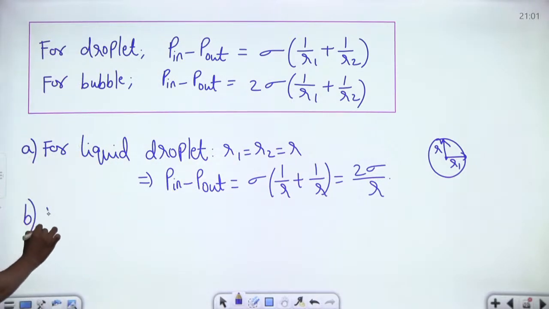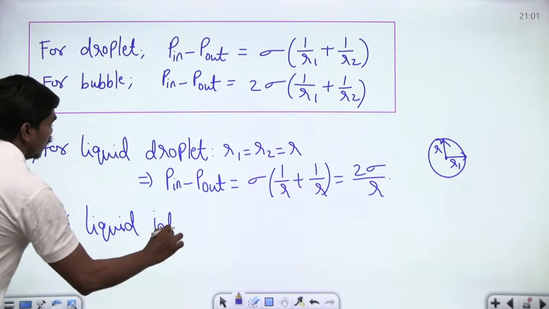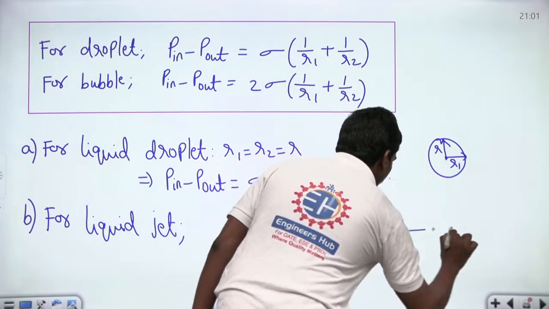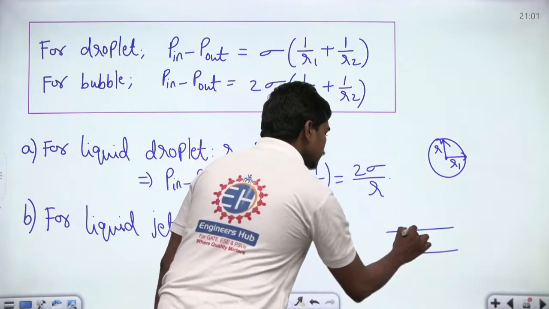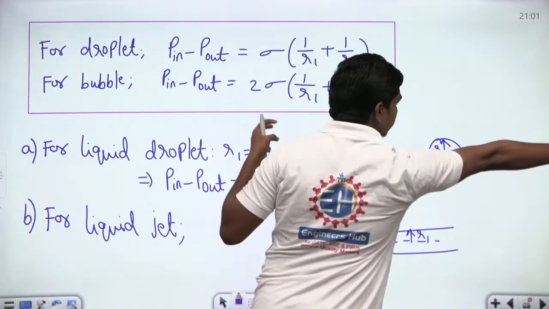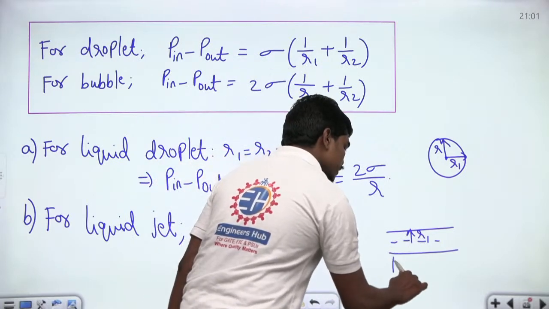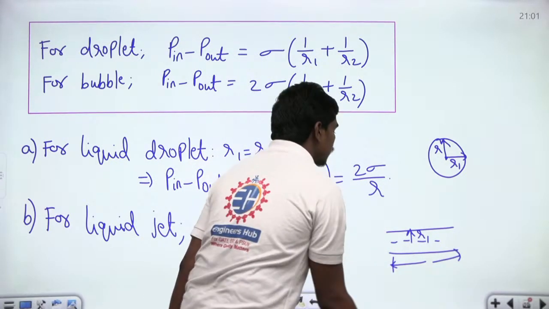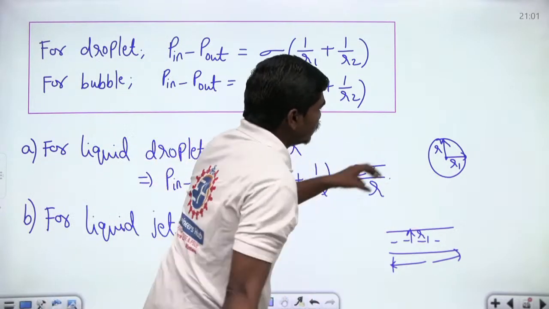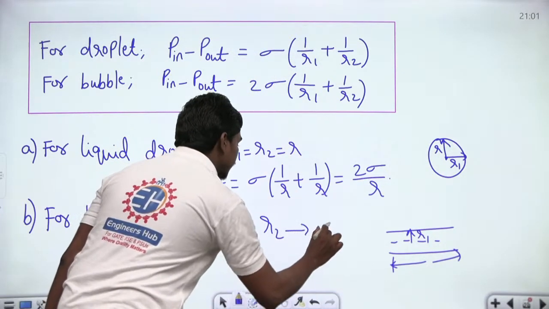For liquid jet, look, what is the case of a liquid jet? If you have a liquid jet like this, then there is some radius R1 in this case. But of course, if you keep on stretching this, it becomes a jet of continuous diameter. If this is radius R, and this is the infinitely extending length of the jet, then you can see R1 is nothing but R. And if you want continuity of the jet, then the second radius R2 should keep on extending, which means R2 should tend to infinity in this case, correct?